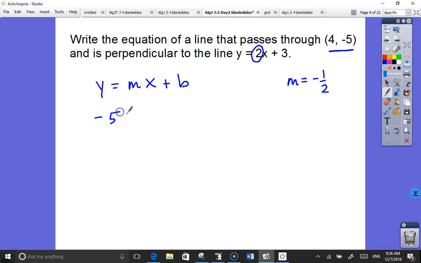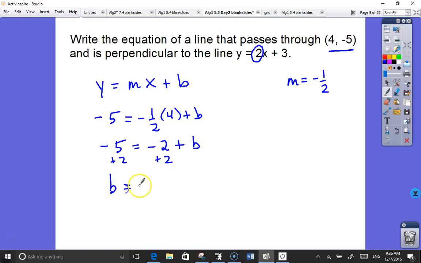Negative 5 equals negative 1/2 times positive 4 plus b. Negative 5 equals negative 2 plus b. Add 2. b equals negative 3. So what is the equation of our line?